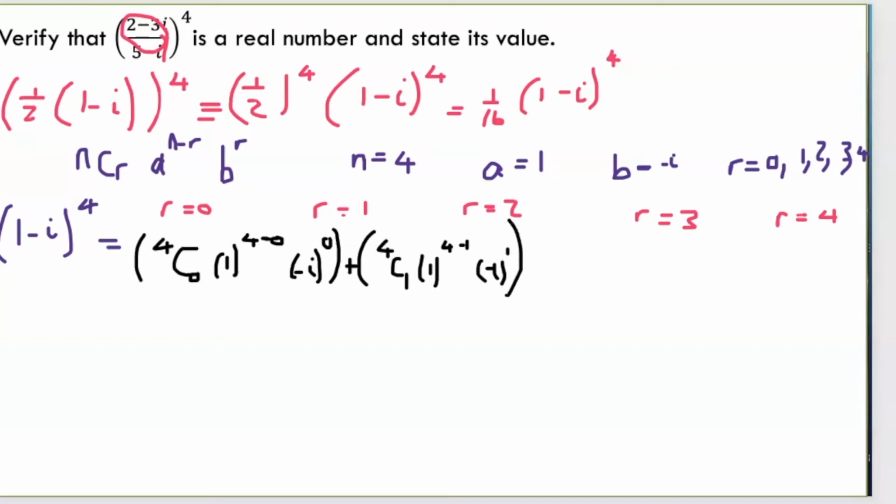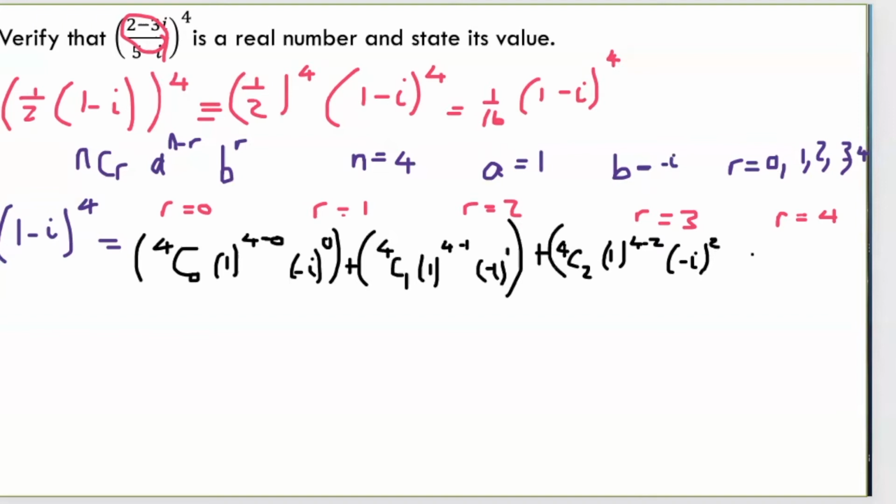Then we're going to do when r is equal to 2. So when r is equal to 2, I replace the 1s with 2. So what I'll have here is 4c2. Then I have 1 raised to the 4 minus 2. Then I have minus i raised to the power 2.